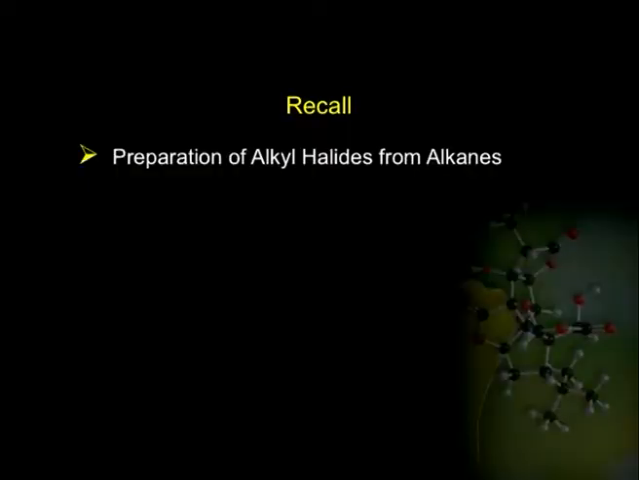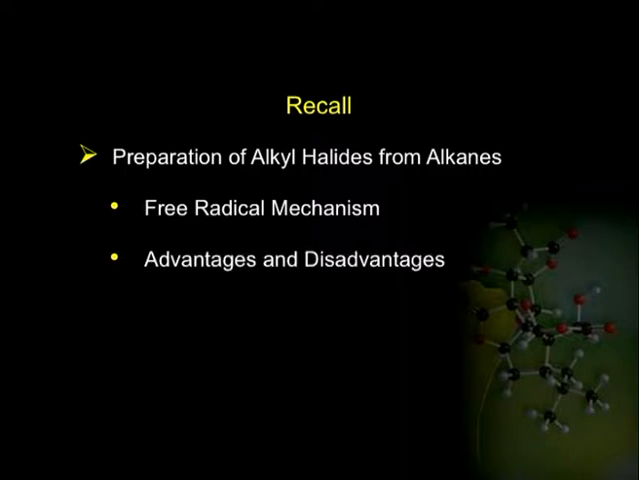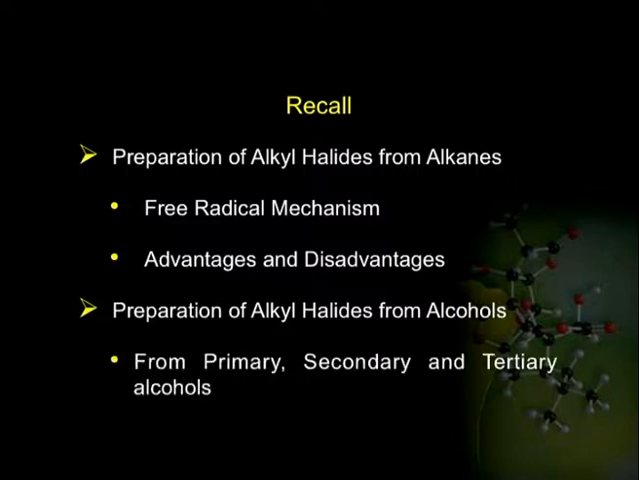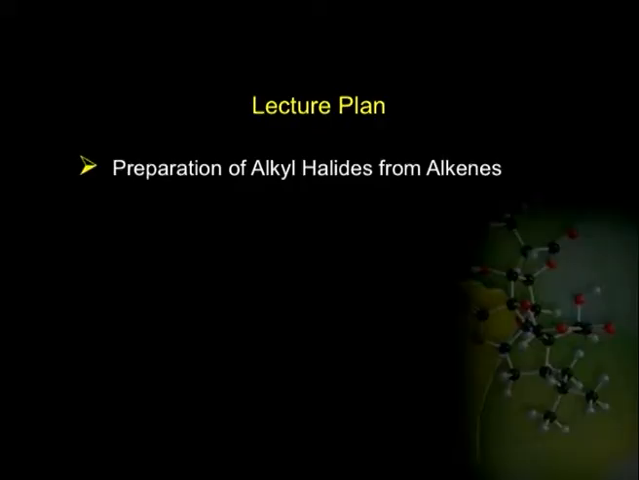We talked about the preparation of alkyl halides from alkanes, and the mechanism of free radical formation was discussed in this preparation. The advantages and disadvantages of this method were also discussed, and then we talked about the preparation of alkyl halides from alcohols. In alcohols, we saw how the alkyl halides can be prepared using primary, secondary and tertiary alcohols. In this particular episode, we shall take up the preparation of alkyl halides from alkenes.